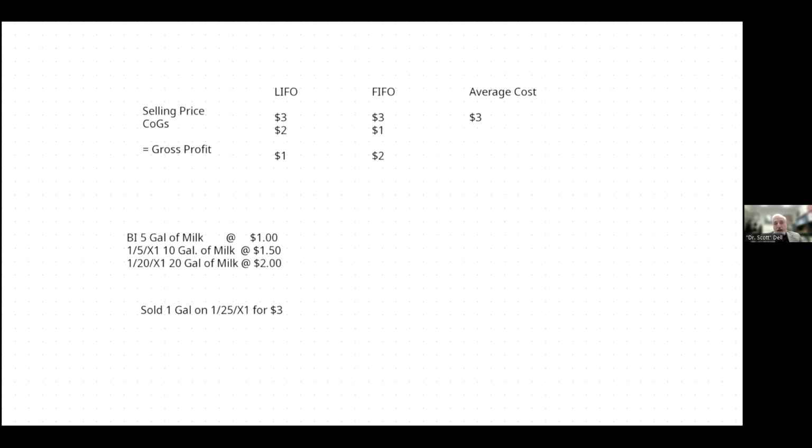This is GAAP, generally accepted accounting principles. We can use LIFO, FIFO, or average cost, or specific ID. We know what nobody does for gallons of milk. Anything that's mass like that is not specific ID. A diamond ring might be specific ID. A car, a house, a boat might be specific ID. But if we're selling boxes of cereal or gallons of milk, we're going to batch it together. So this kind of actually almost makes sense.